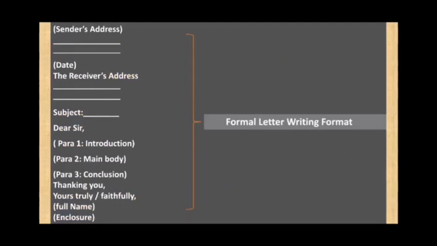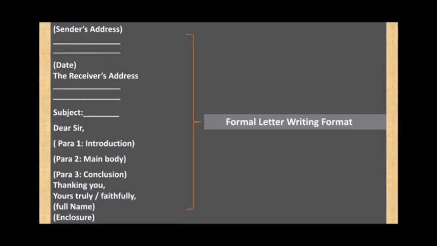So this is the formal letter writing format. First is the sender's address. You need to put proper punctuation like commas, full stops, and wherever necessary, capitalization. Next is the date. Then we have the receiver's address. Next is the subject. Then we have the salutation, that is, dear sir, respected sir or madam. And after that you need to put a comma there.